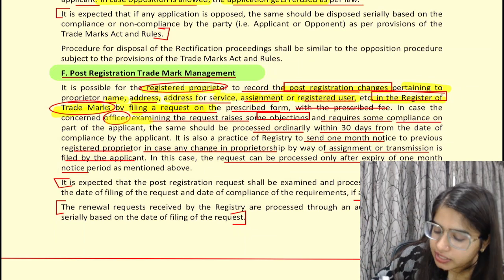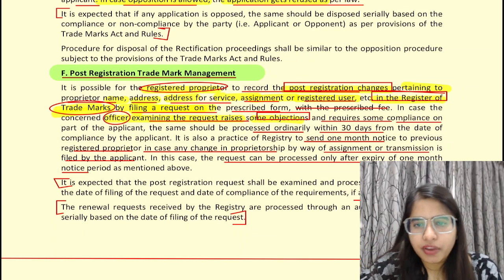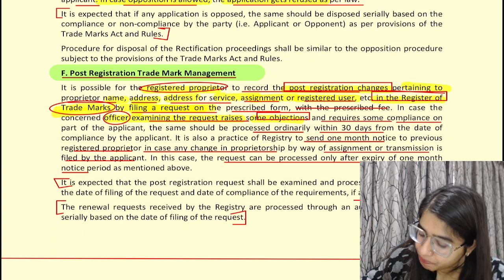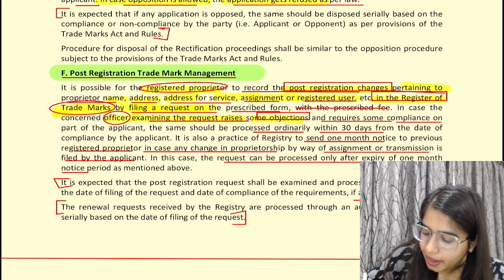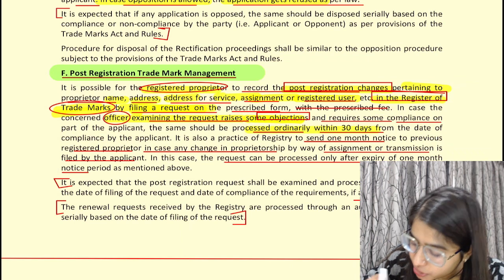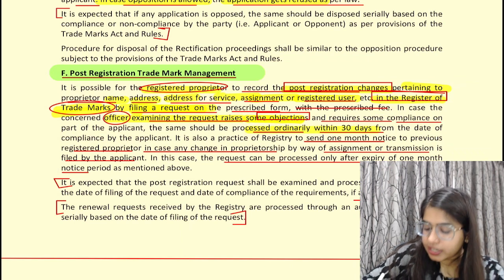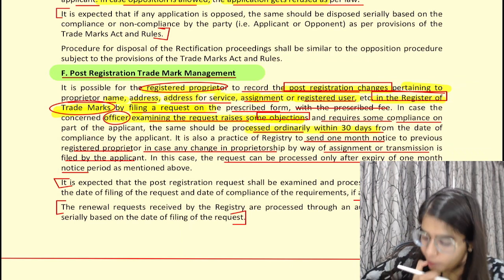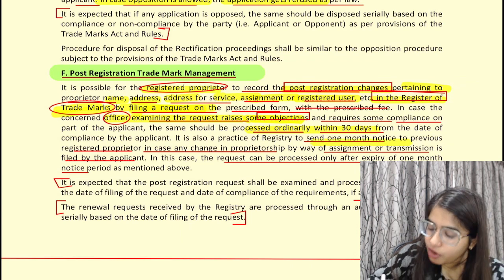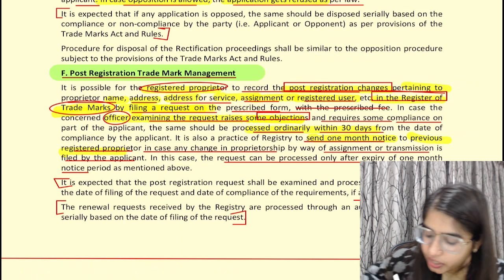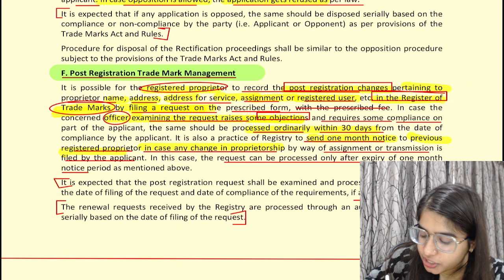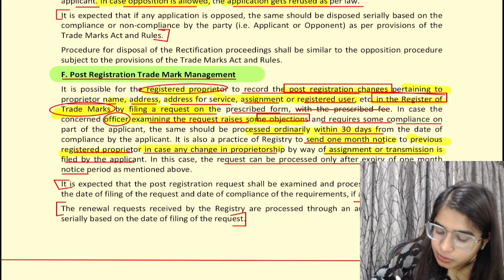An officer will examine and raise objections if any. Then you have to reply. And then they have to process the application within 30 days. It is also a practice of the registry to send 1 month notice to the previous registered owner in case there is a change in proprietorship by way of assignment or transmission filed by the applicant.